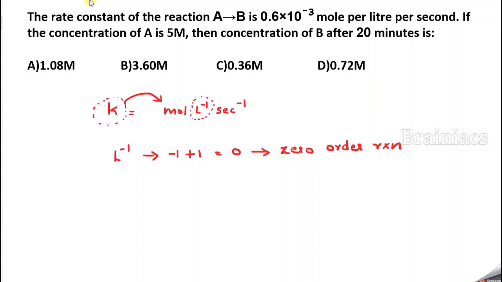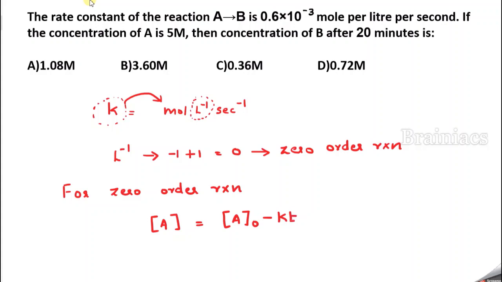Now we understood it is a zero order reaction. So for a zero order reaction, what is the equation? We have learned the integrated rate equation. For a zero order reaction, we can say the concentration of A is equal to the initial concentration minus the rate constant into time t.